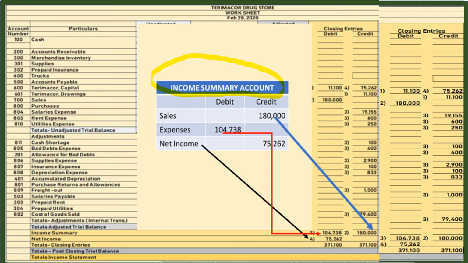Take a look at the presentation here. So we're going to the sales. The sales is a credit. So to make it zero, we have to debit it and credit it to the income summary account. So we're going to have an entry of debit, sales, credit, income summary account.